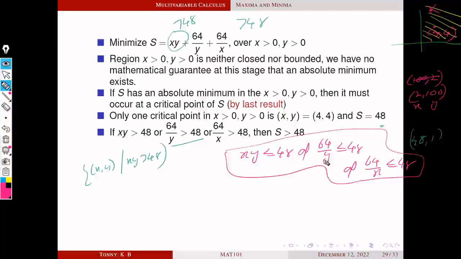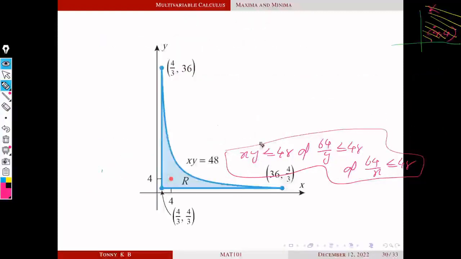Outside this region our s value is automatically greater than 48. So we are trying to search what is the minimum of this function on this region, and what is this region? What about the boundedness and closedness of this region?